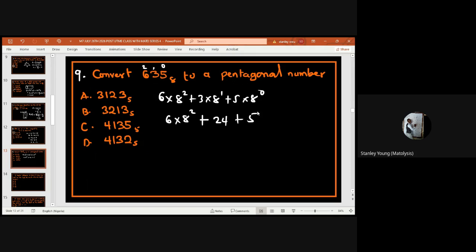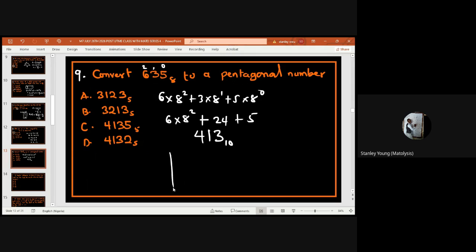So you have a choice of using your calculator there. 8 squared is 64, so you do 64 times 6, plus 24, plus 5. So this gives you 413 base, sorry, 413 base 10. But you need it in base 5.